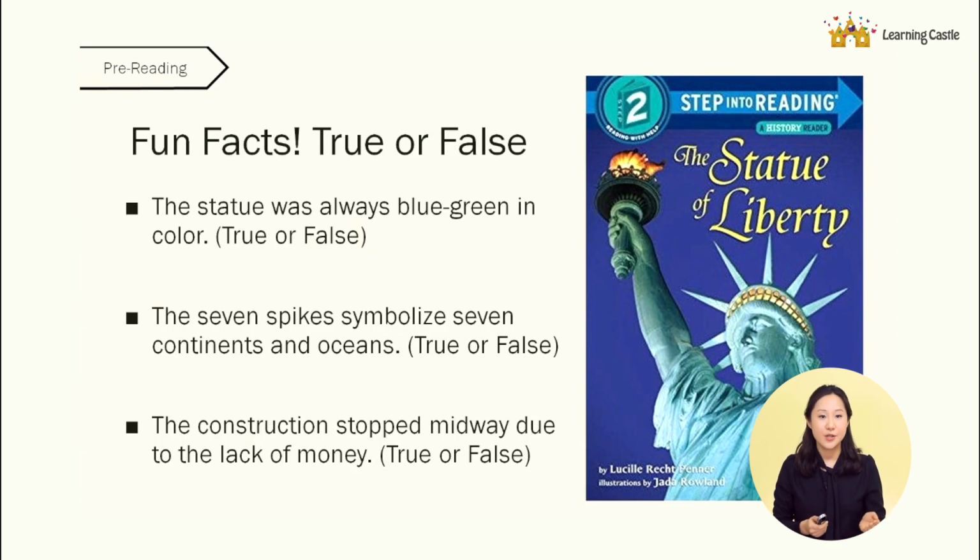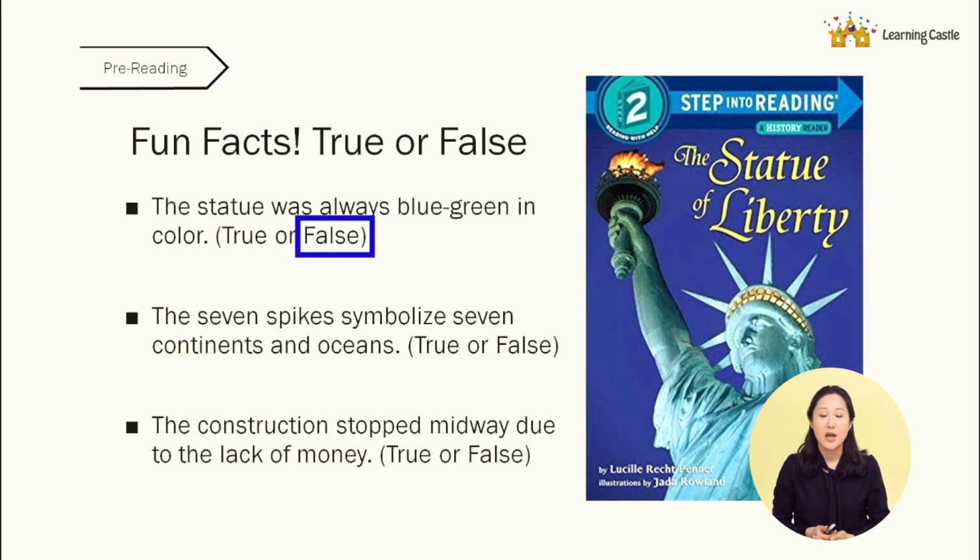Another thing that you can do with the students is to do the fun facts. You can go through the true or false. So have the students read the sentences. The statue was always blue-green in color. Has it always been blue-green? It's very interesting. In fact, it isn't, and the answer is false. It used to be copper, but as time passed, it changed its color due to the environment.